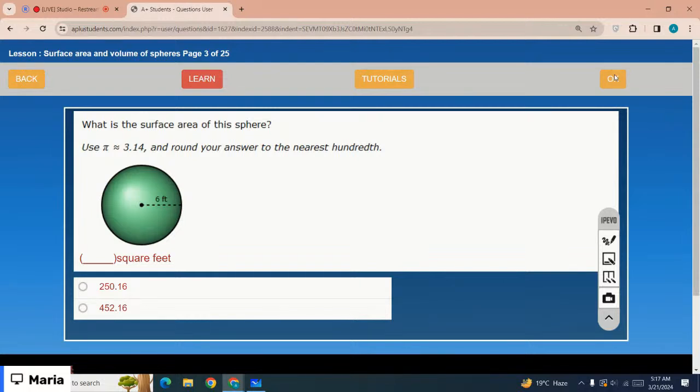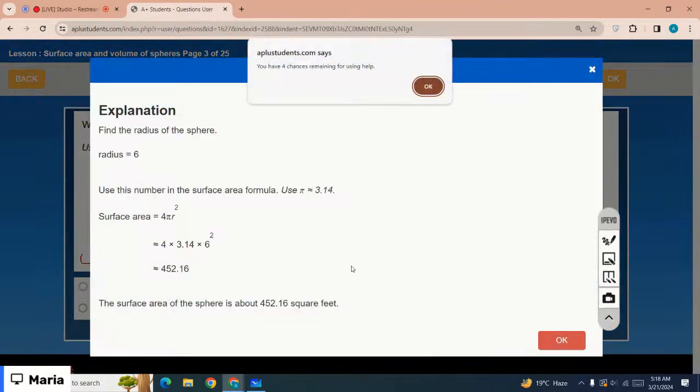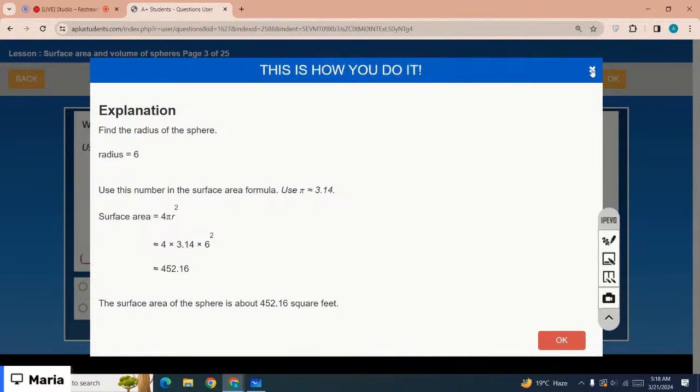Okay, you are given the sphere, and you have to calculate the surface area. So surface area equals 4 pi r square, right? Here is the formula for the surface area, that is 4 pi r square, right?